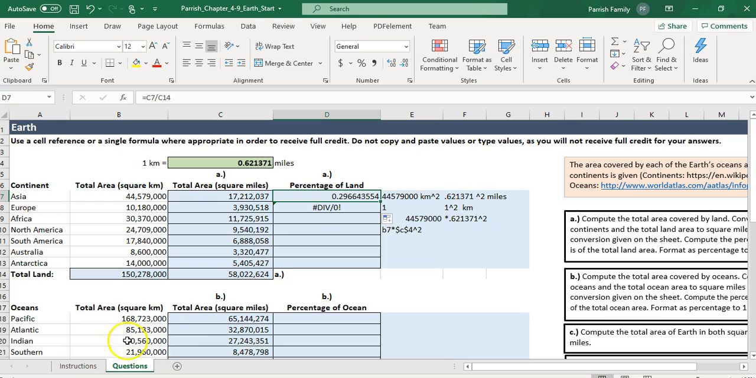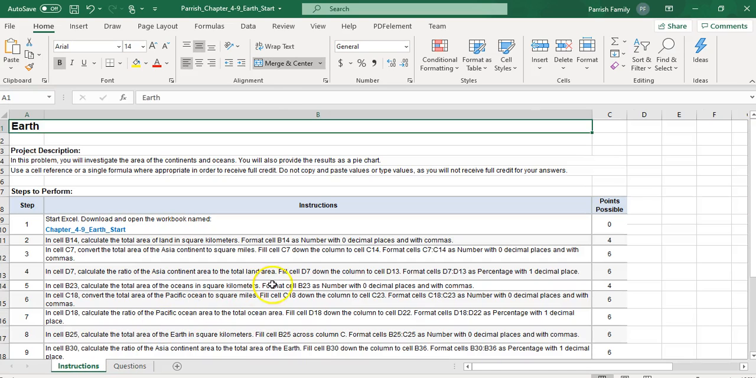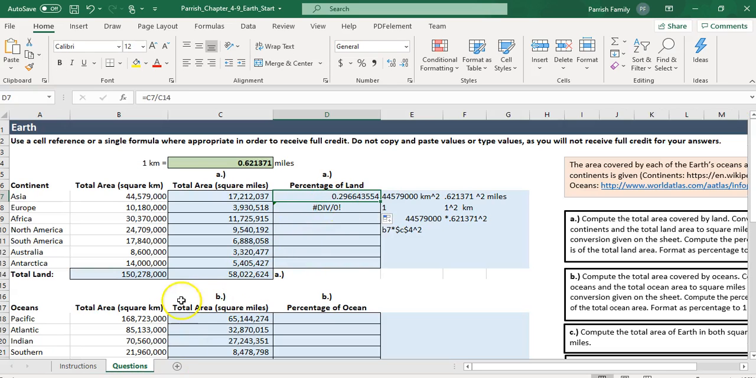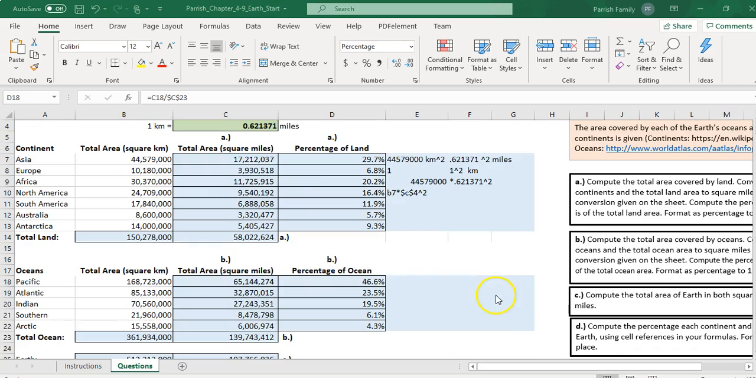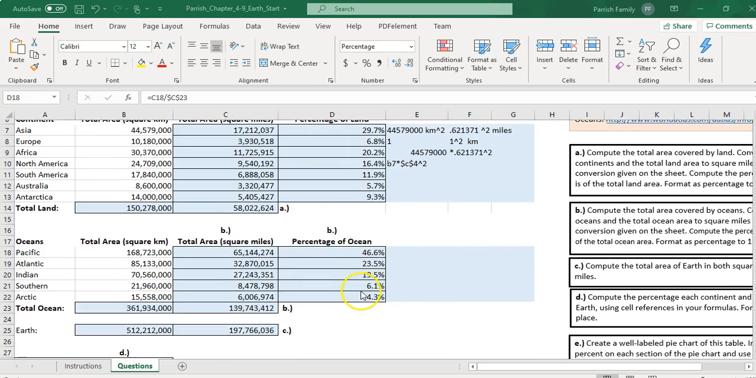And then let's look at our directions real quick. It tells us that we're going to format this as a percentage with 1 decimal place. So I'm going to give you a minute to do that, and we'll come back to the video. All right, so we got our percentages for our lands for each of those values.